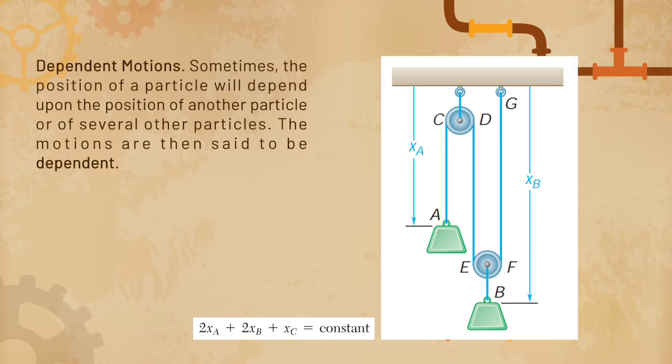In the case of the three blocks, we can again observe that the length of the rope which passes over the pulleys is constant, and thus the following relations must be satisfied by the position coordinates of the three blocks. Then, the equation becomes 2 x sub A plus 2 x sub B plus x sub C equals constant.